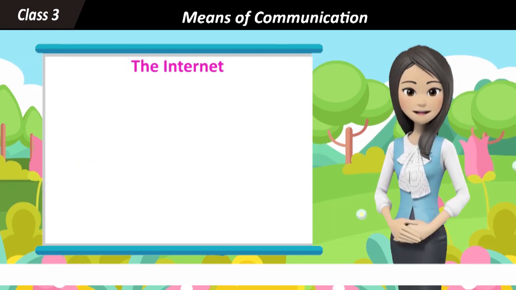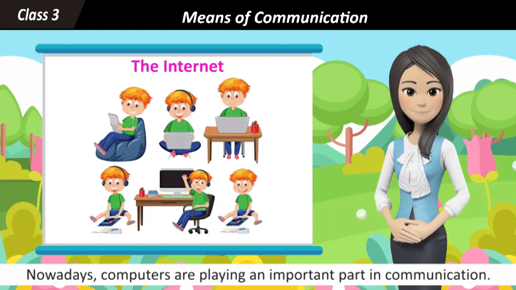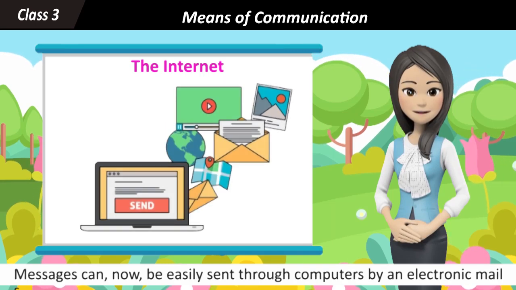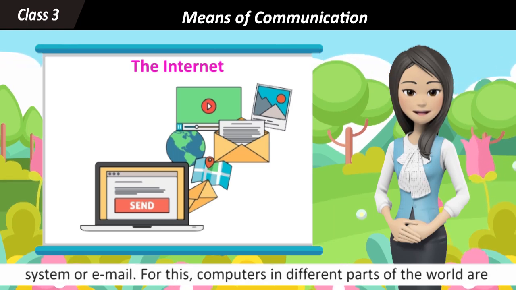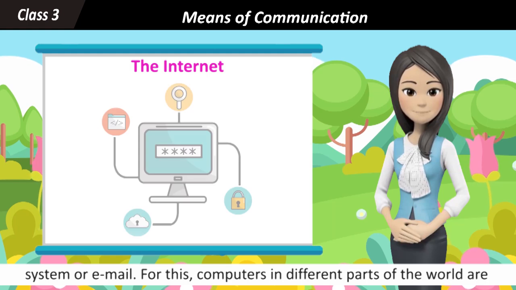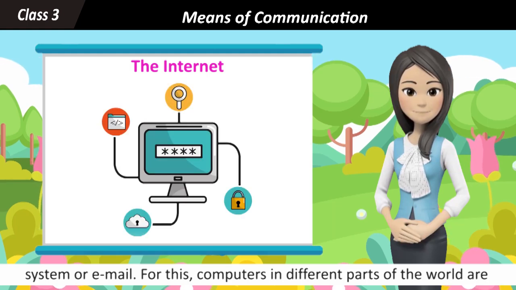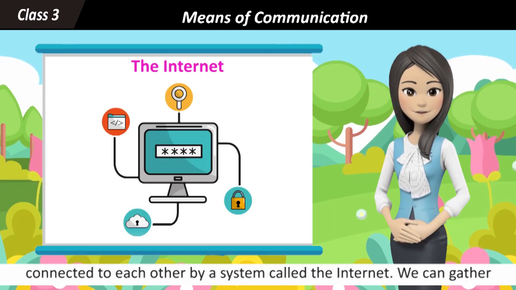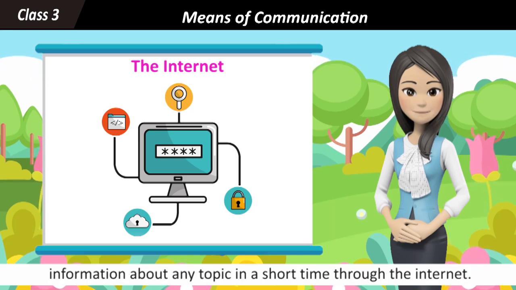The Internet. Nowadays, computers are playing an important part in communication. Messages can now be easily sent through computers by an electronic mail system or email. For this, computers in different parts of the world are connected to each other by a system called the Internet. We can gather information about any topic in a short time through the Internet.